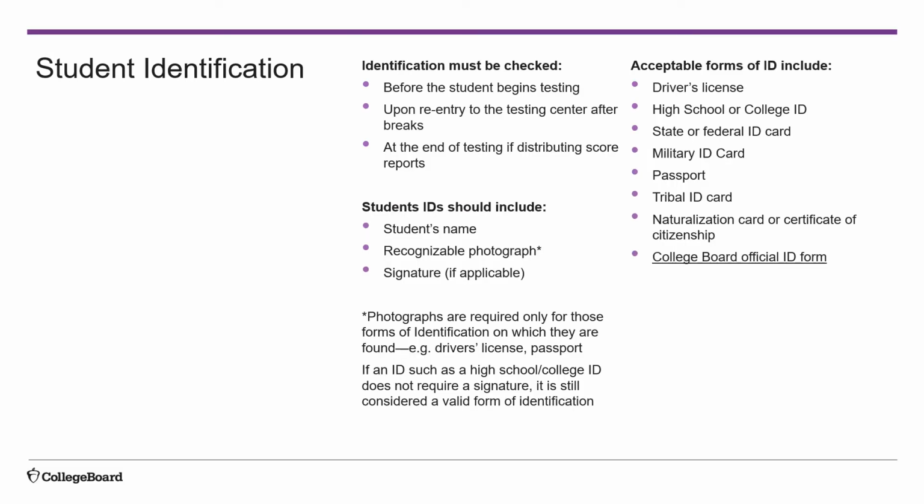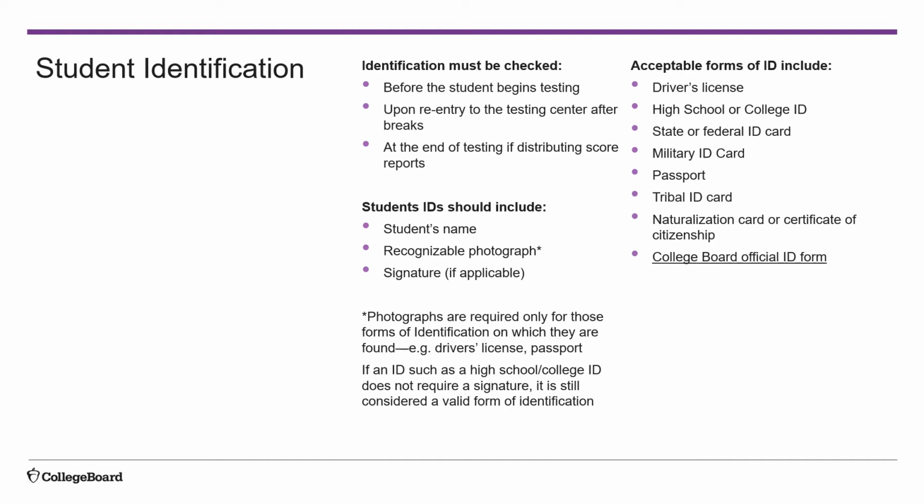It is the role of the proctor to check test taker identity before testing begins, upon re-entry after breaks, and at the end of testing if distributing score reports. This slide lists the full list of acceptable IDs with an explanation of ID requirements. If a student does not have an acceptable ID, the College Board official ID form is allowed.